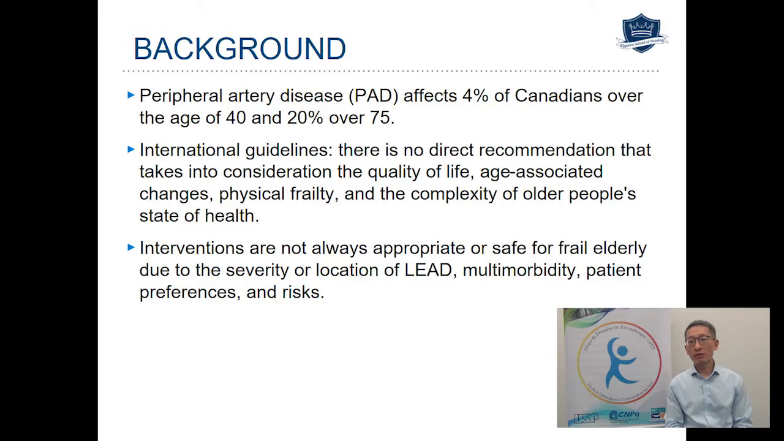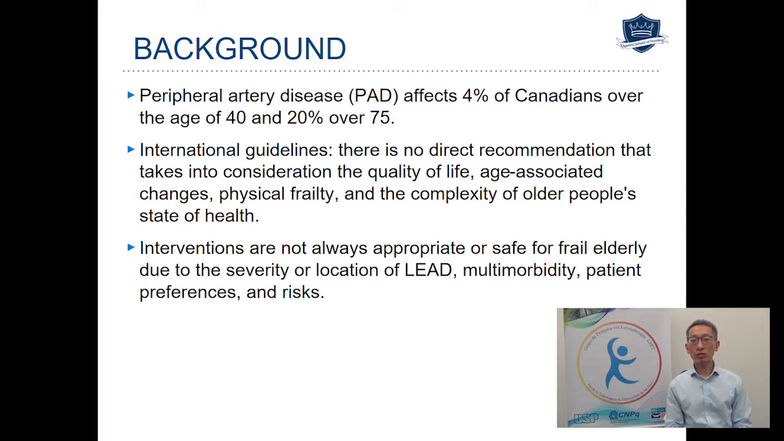I can speak about the phenomenon and the problem in Canada, which may be slightly different in Latin America. Peripheral artery disease affects about 4% of all Canadians over the age of 40 and up to 20% of individuals who are over 75 years of age. So you can see the correlation between the prevalence of the disease and age itself.